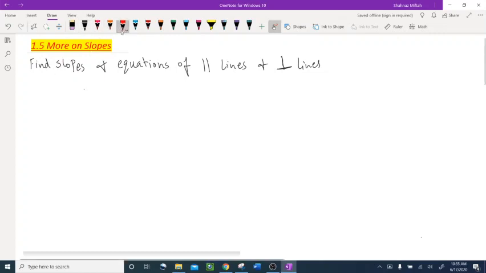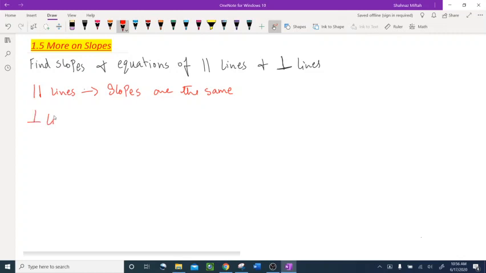Parallel lines will always be when their slopes are exactly the same. For parallel lines, the slopes are always the same. If I have two parallel lines, if one line has a slope of one half, the other one is still one half. If one line is 3/2, the other one has to be 3/2. Then the lines are parallel.